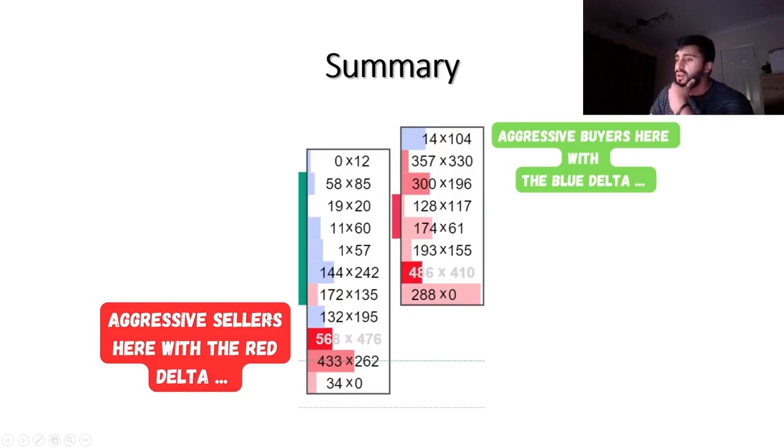So the truth is you'd have a demand zone over here. This would be a demand area. And you know the demand area is supported by buyers because there are aggressive sellers failing to drive price lower. This is the absorption principle that we will be going over in later videos and tutorials. Then we had the same thing over here: 288 to 0. So we had a ton of aggressive selling but no reward. This tells us there are passive buyers sitting inside this level.